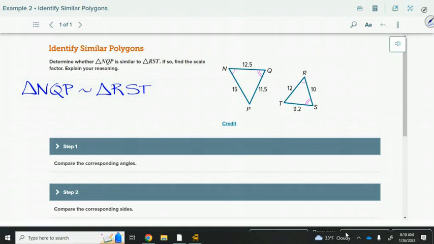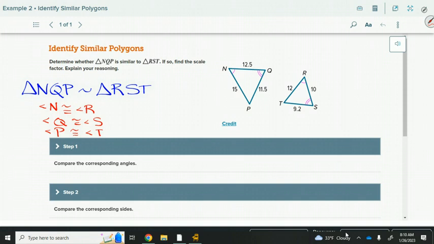Okay, you can still work if you need to, but I'm going to start talking about it. First I've got to check the angles just to make sure the angles are equal. Do I know N and R are equal? Yeah, they both have one arc. Do I know that Q and S are equal? Yeah, they both have two arcs. Because those two are equal, automatically I know that the third angles are equal.